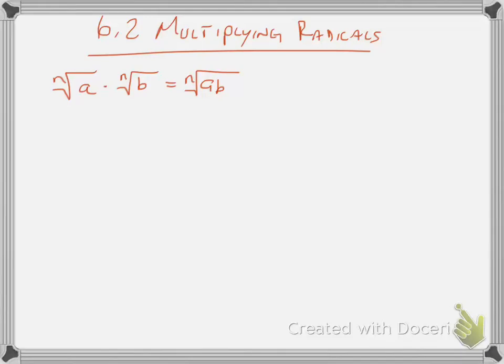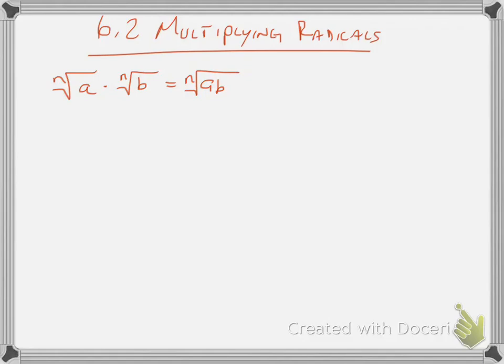Okay, we're going to be multiplying radicals, and the biggest rule is that as long as the indexes are the same for the radicals, you're allowed to multiply them and put them into one radical. And you can go the opposite way as well. If you have one radical, you can split it into two that are being multiplied.